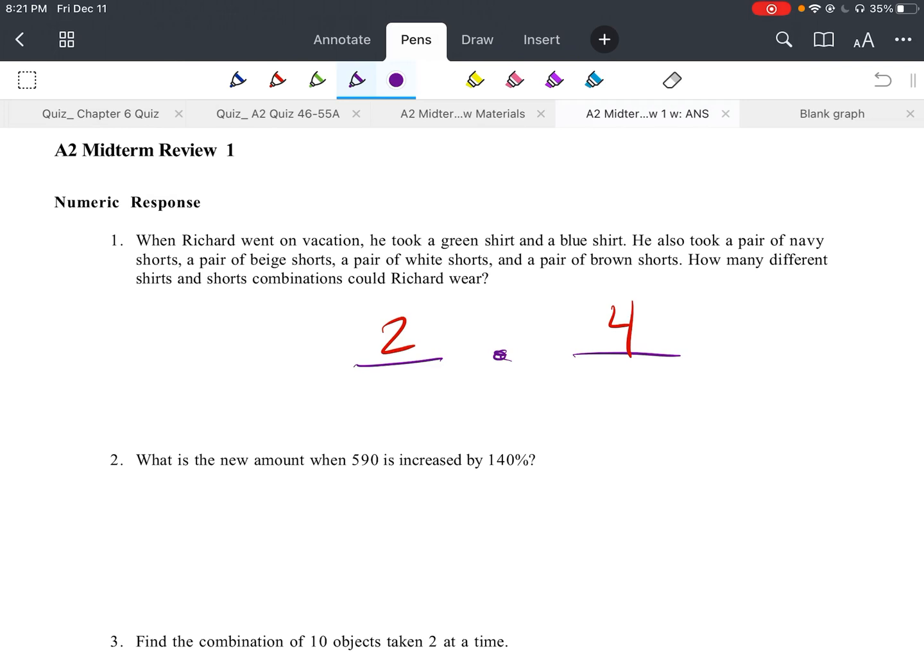Anyway, let's do number one. Guy went on vacation. He's got a couple of shirts and four different options for pants. And because there's some kind of different things, I like to just put little spaces and say how many options for this one, how many options for this one. There's no overlap there. Just multiply them. So he's got 8 options.